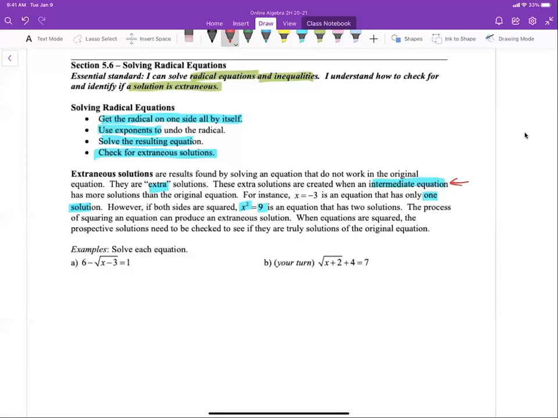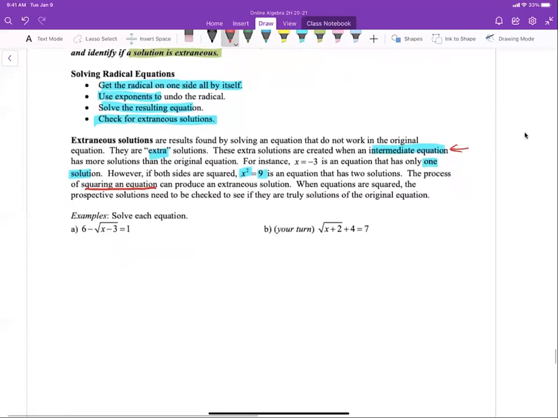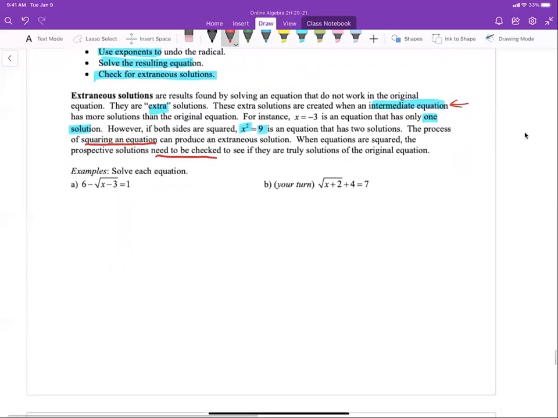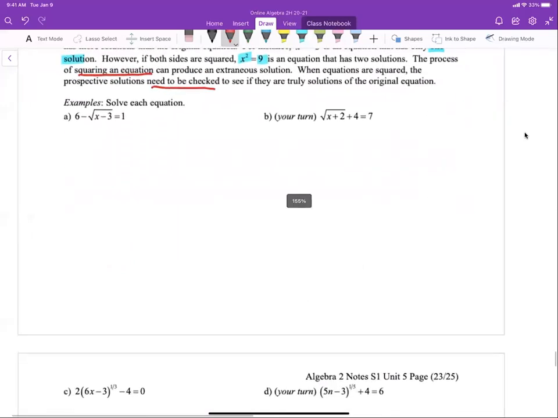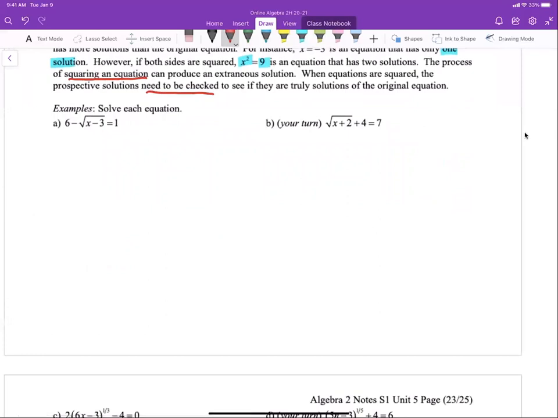So the process of squaring an equation can produce an extraneous solution. So when equations are squared, the prospective solutions need to be checked, and we're going to show you what that means to see if they're truly solutions. It doesn't happen, by the way, if it's an odd power, so if it's to the third or to the fifth or to the seventh and so forth. So let me show you some examples.